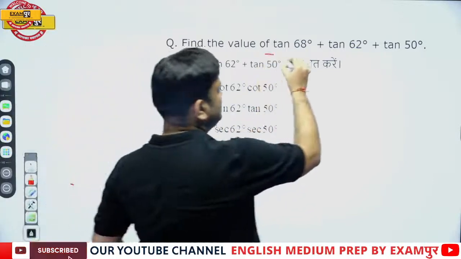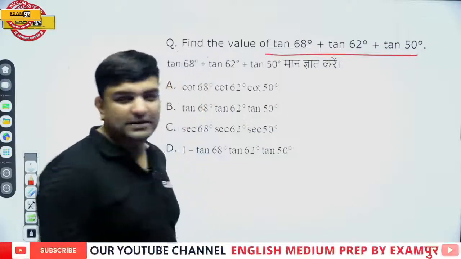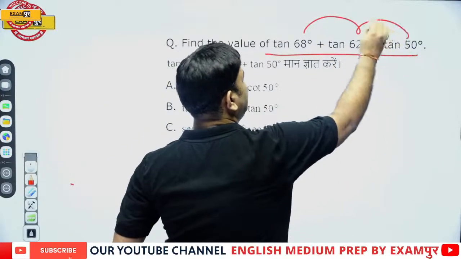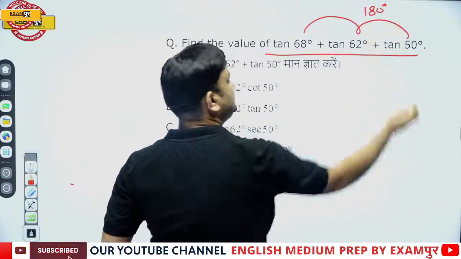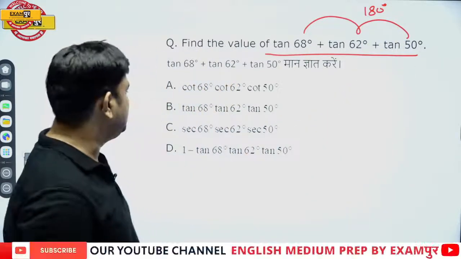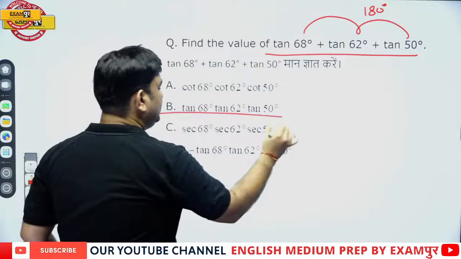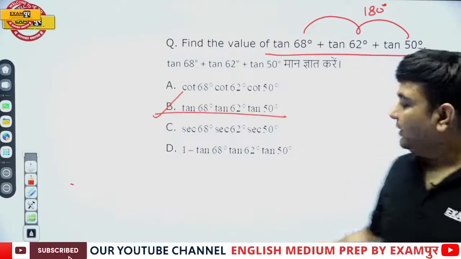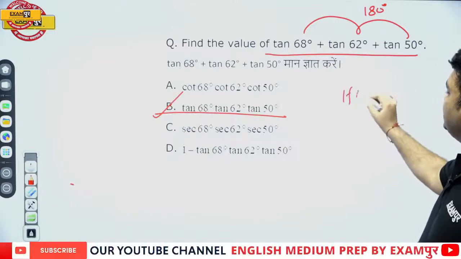Tan A plus tan B plus tan C, if A plus B plus C is 180, it should be equal to tan A into tan B into tan C.